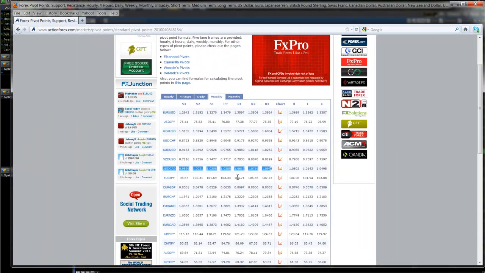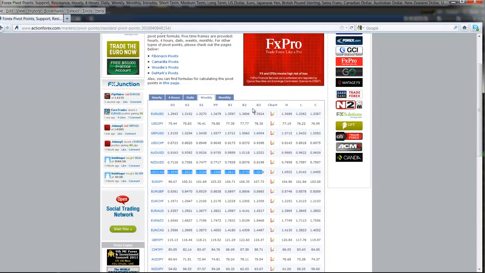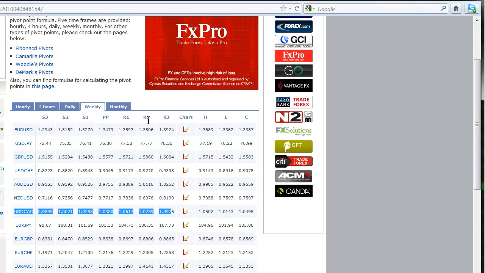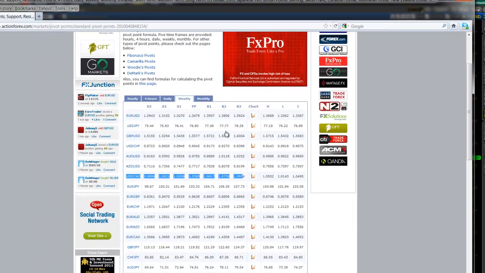And by the way, the two most important levels I find are S1 and R1. That's where you're most likely to find turning points. The pivot point most would tell you is most important, and that is for determining trend, but I use these to determine turning points, and S1 and R1 are the two that I find the most likely to create a turning point situation. So here we have the weekly R1 is 0617.